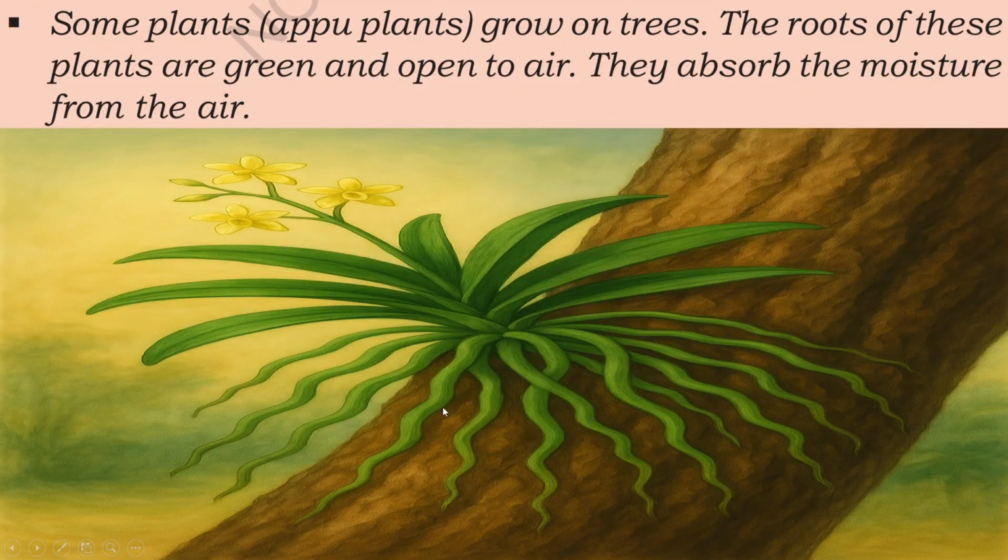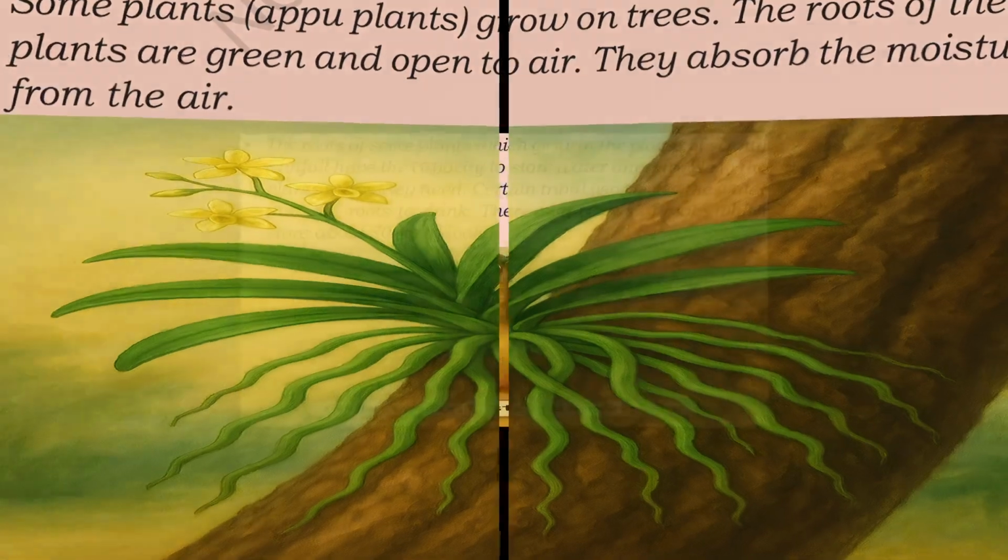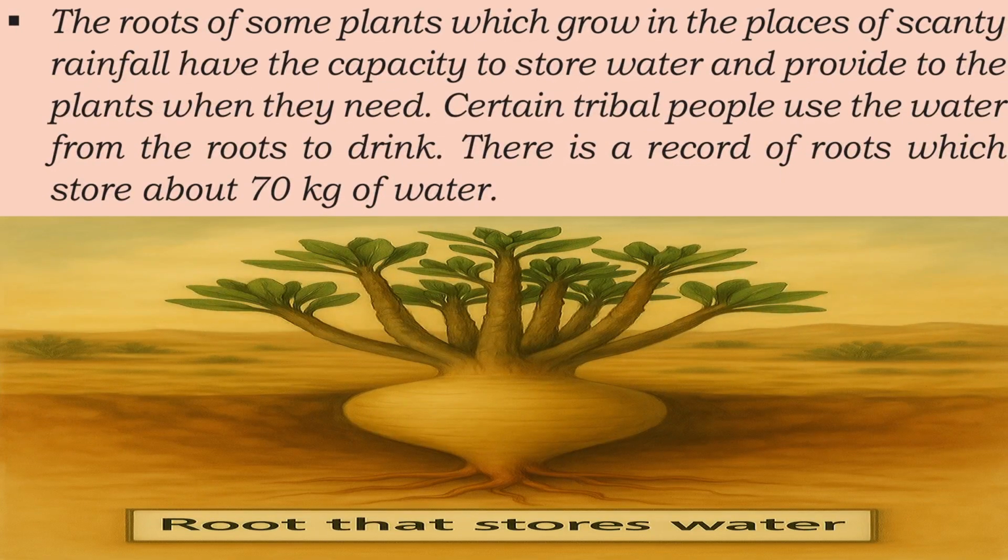Some plants, epiphytes, grow on trees. The roots of these plants are green and open to air. They absorb the moisture from the air. The roots of some plants, which grow in the places of scanty rainfall, have the capacity to store water and provide it to the plants when they need. Certain tribal people use the water from the roots to drink. There is a record of roots which store about 70 kg of water.